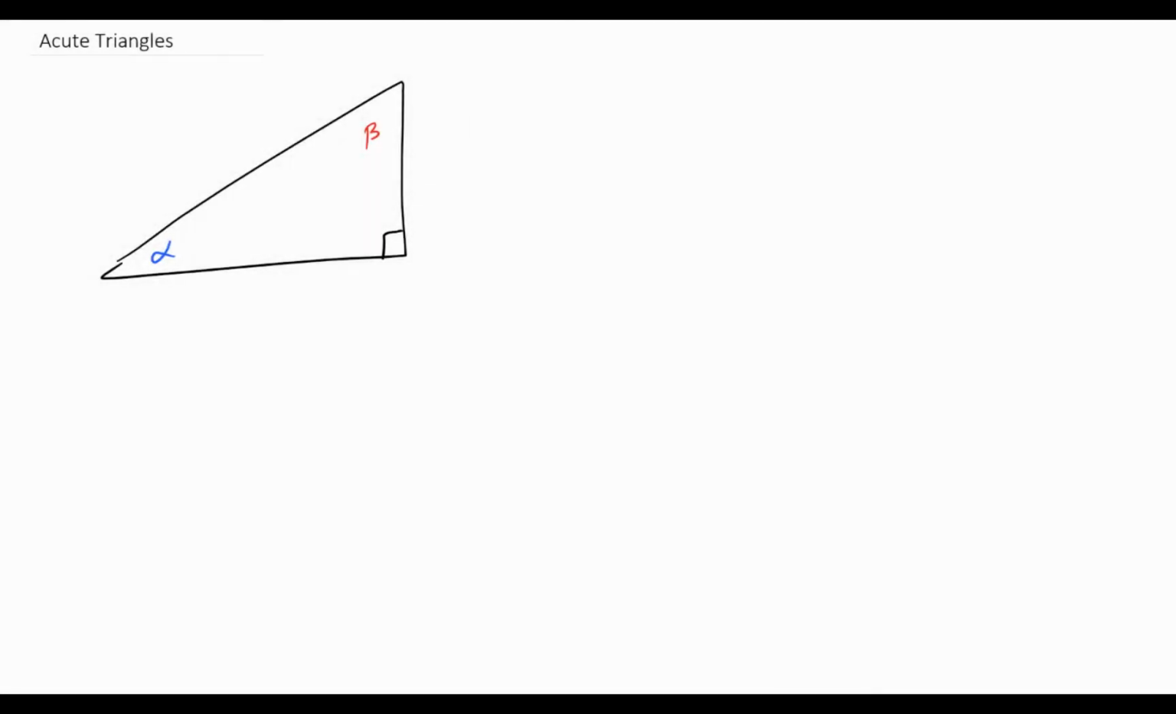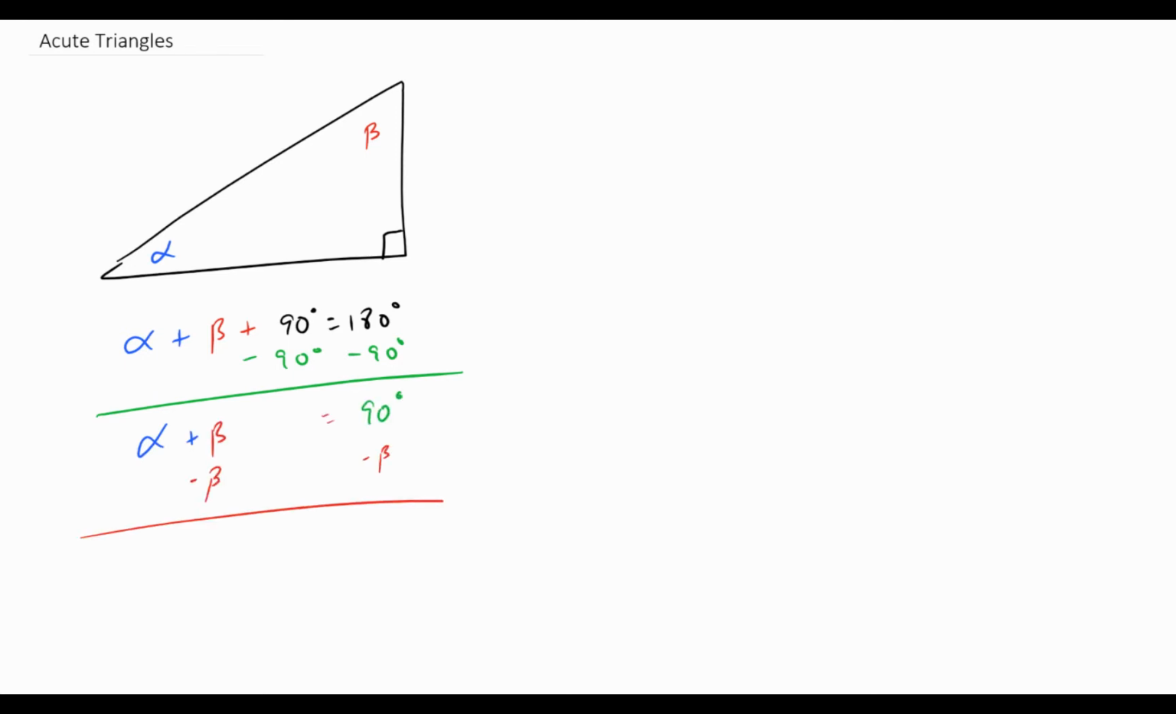So first off, let's start out with the fact that alpha plus beta plus my 90-degree angle all have to add up to 180 degrees. So based off that, I know that whatever alpha is, it's just going to be equal to 90 minus beta. Alpha and beta are complementary. They both add up to 90 degrees. Let's go ahead and set that aside for a moment.